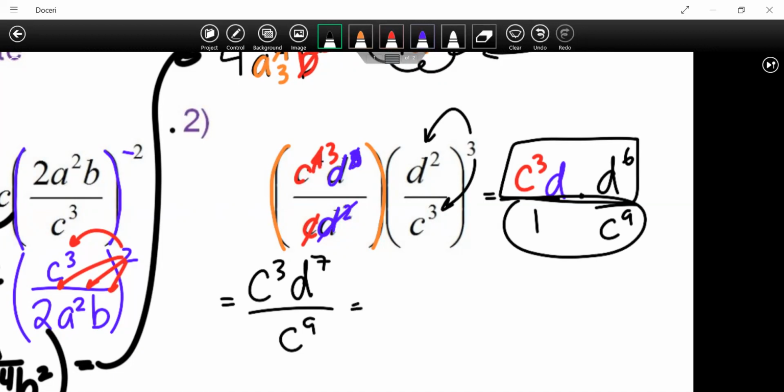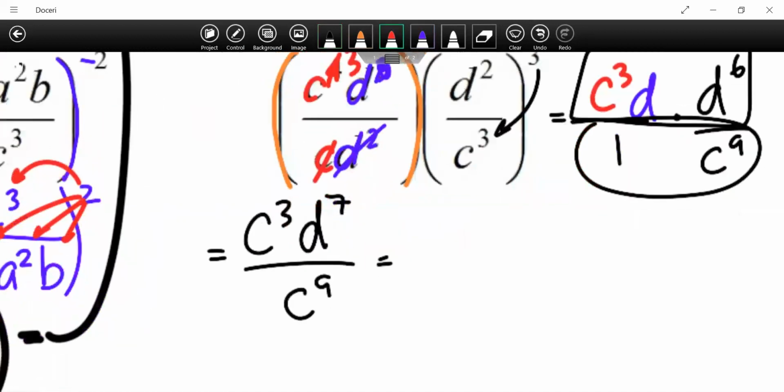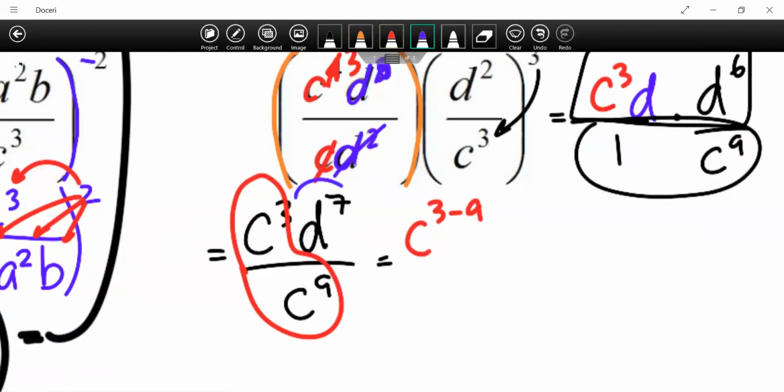I'm going to show it your way as well. So this is probably the way that you did it because we're dividing, right? So we could have done our c's first here. And what he was essentially saying is we're doing c to the 3rd minus 9 because of the same base and we're subtracting them. And then I'm just going to rewrite my d to the 7th. So this is another way you can do it.